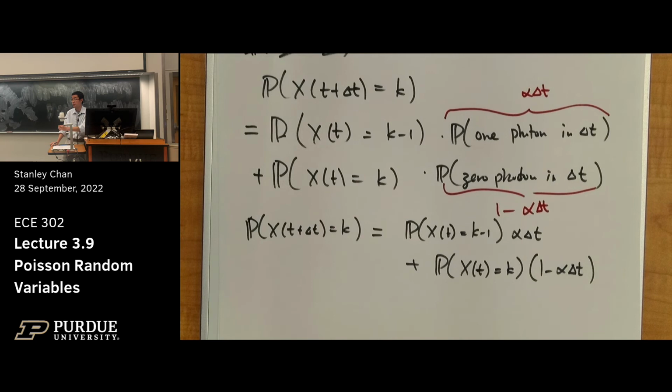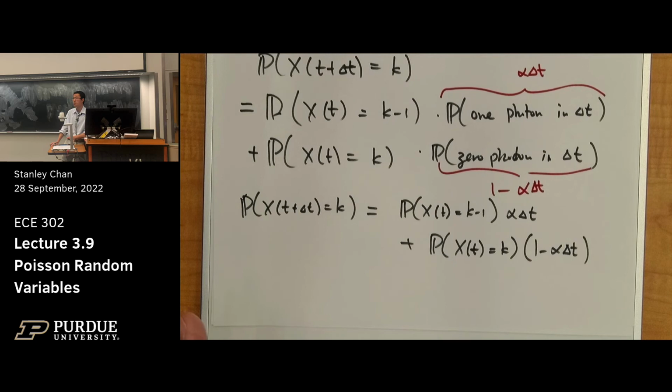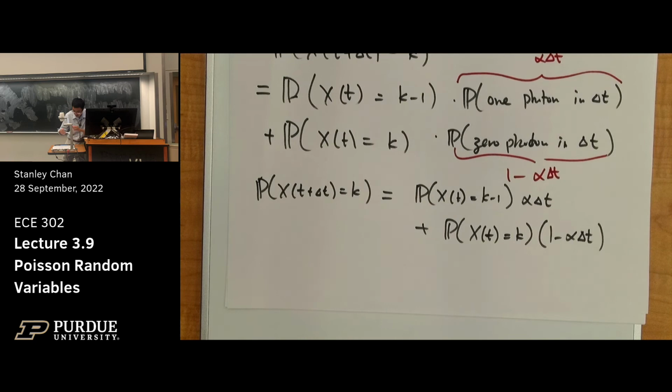I have the left-hand side, I do some calculation on the right-hand side, I show something. At this point, it's still unclear how I can get the PMF, right? It's still unclear. But let me do one more trick. Let me move the terms around by grouping this and that on the left-hand side.